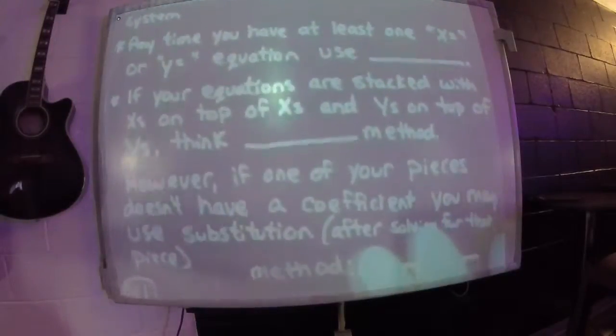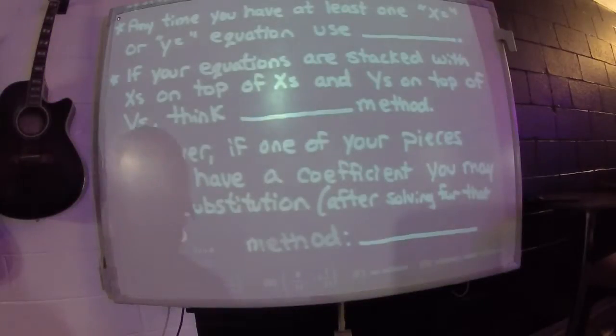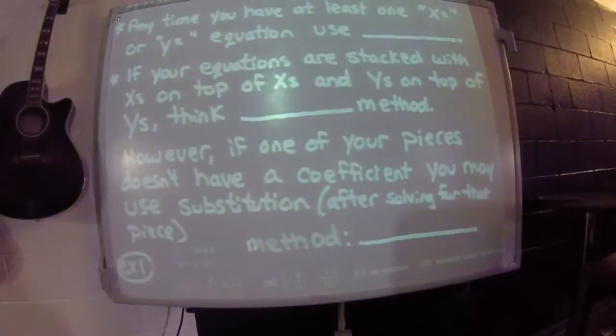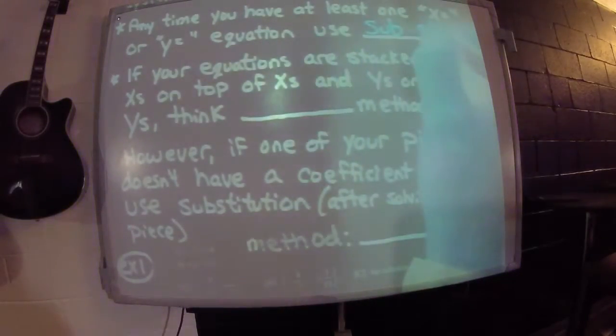First off, any time that one of our equations, or both of them, but at least one of them, is x equals or y equals, which method should we use? Substitution. So if you see an x equals or y equals, substitution is probably the way to go.